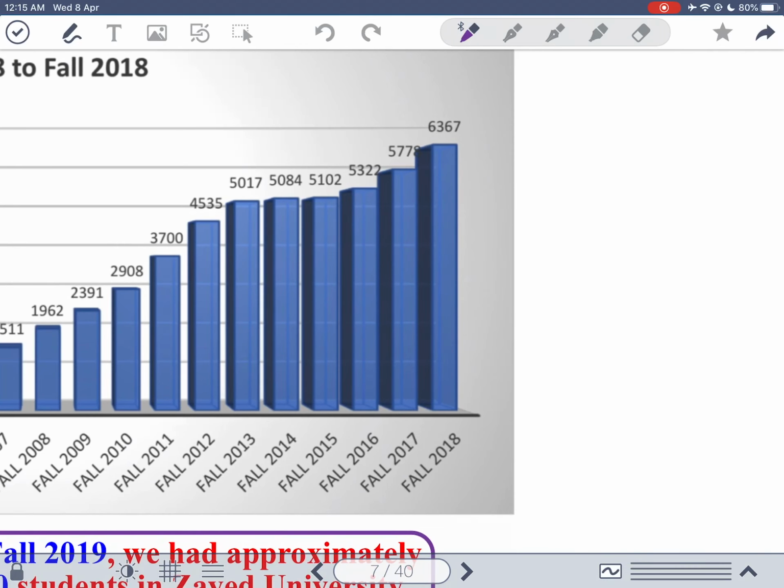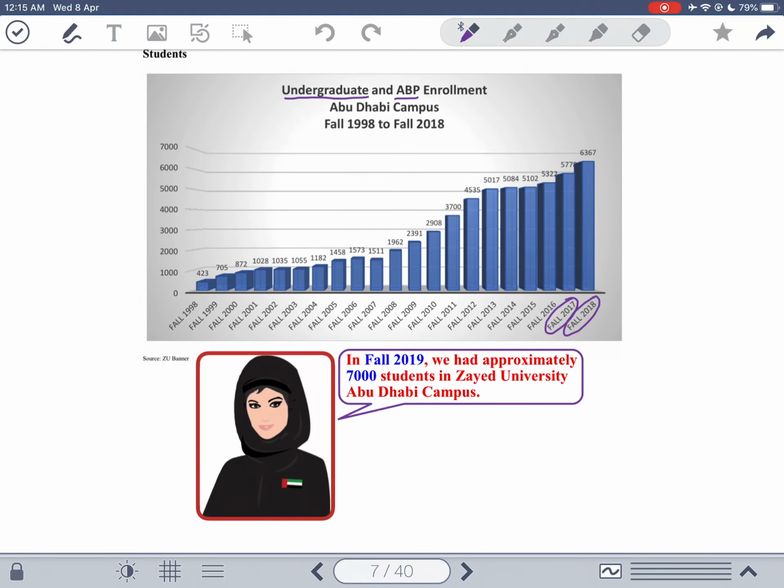What she noticed is that in fall of 2018, there were 6,367 students. And she looked back at the previous years and took note of how many new students Zayed University gets every year. So she noticed that it was about 650, around that. So she added this 650 and she got approximately 7,000. Of course, it's not exactly 7,000, but she thought, okay, it might be 7,000 students. So she's telling you now, in fall of 2019, we had approximately 7,000 students in Zayed University, Abu Dhabi campus.